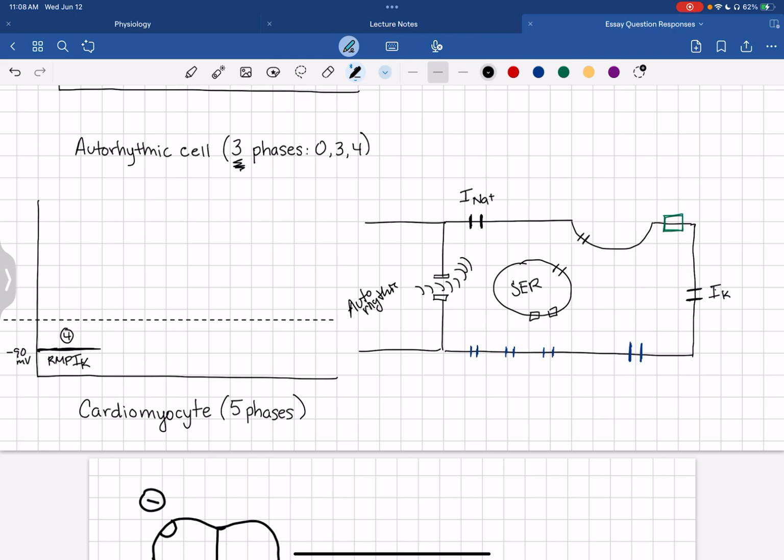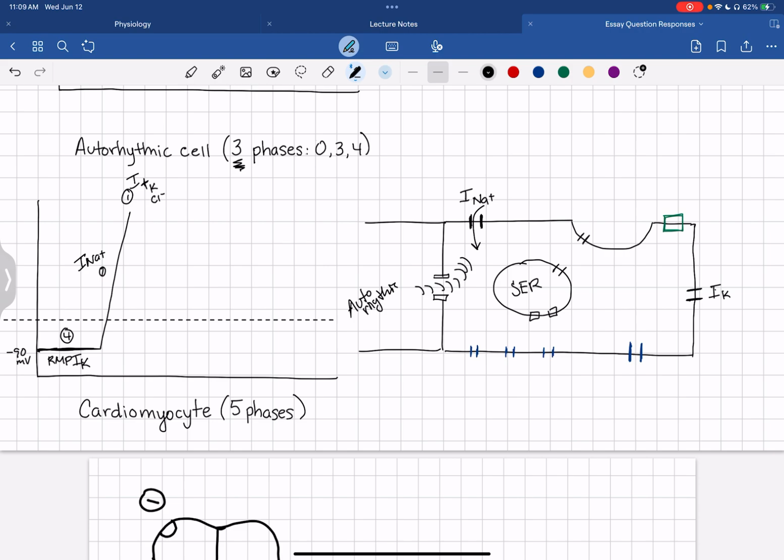But as we have our influx of this into the cell, then we're going to have sodium channels that are going to open, causing a large influx of sodium into the cell, which is going to cause a rapid depolarization, which is going to be step 0. Here at step 1, at the peak, then we're going to have the opening of some transient potassium and also these transient chlorine channels.